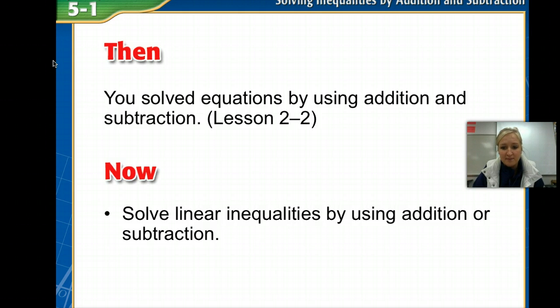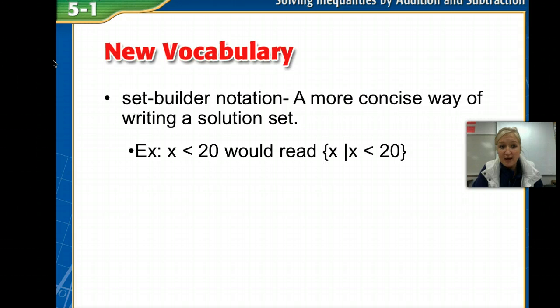the same similar problems. Just a reminder, the top of your paper should have the topic 5.1, solving inequalities, and today's objective, as well as new vocabulary. The new vocabulary word that you have for today is set builder notation. And set builder notation is nothing more than a more concise way of writing a solution set. So instead of just saying x is less than 20, it would read with the parentheses x representing x is less than 20.